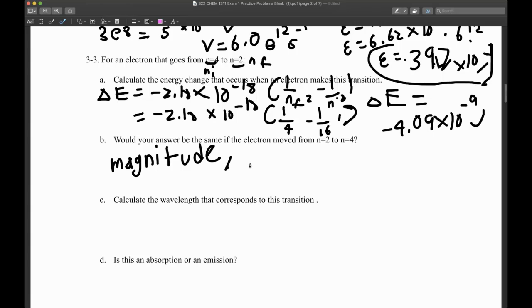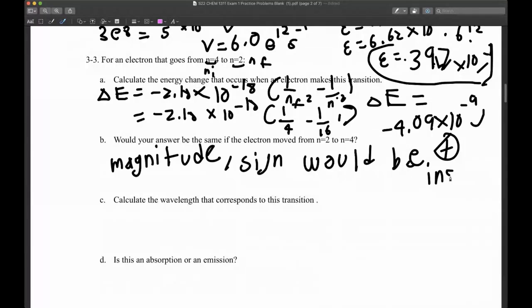However, what would not be the same is the sign, because when you're going from a lower level to a higher level, what's going to happen is that you're going to need to absorb energy. So instead of negative, it would be positive. The sign would be positive instead.